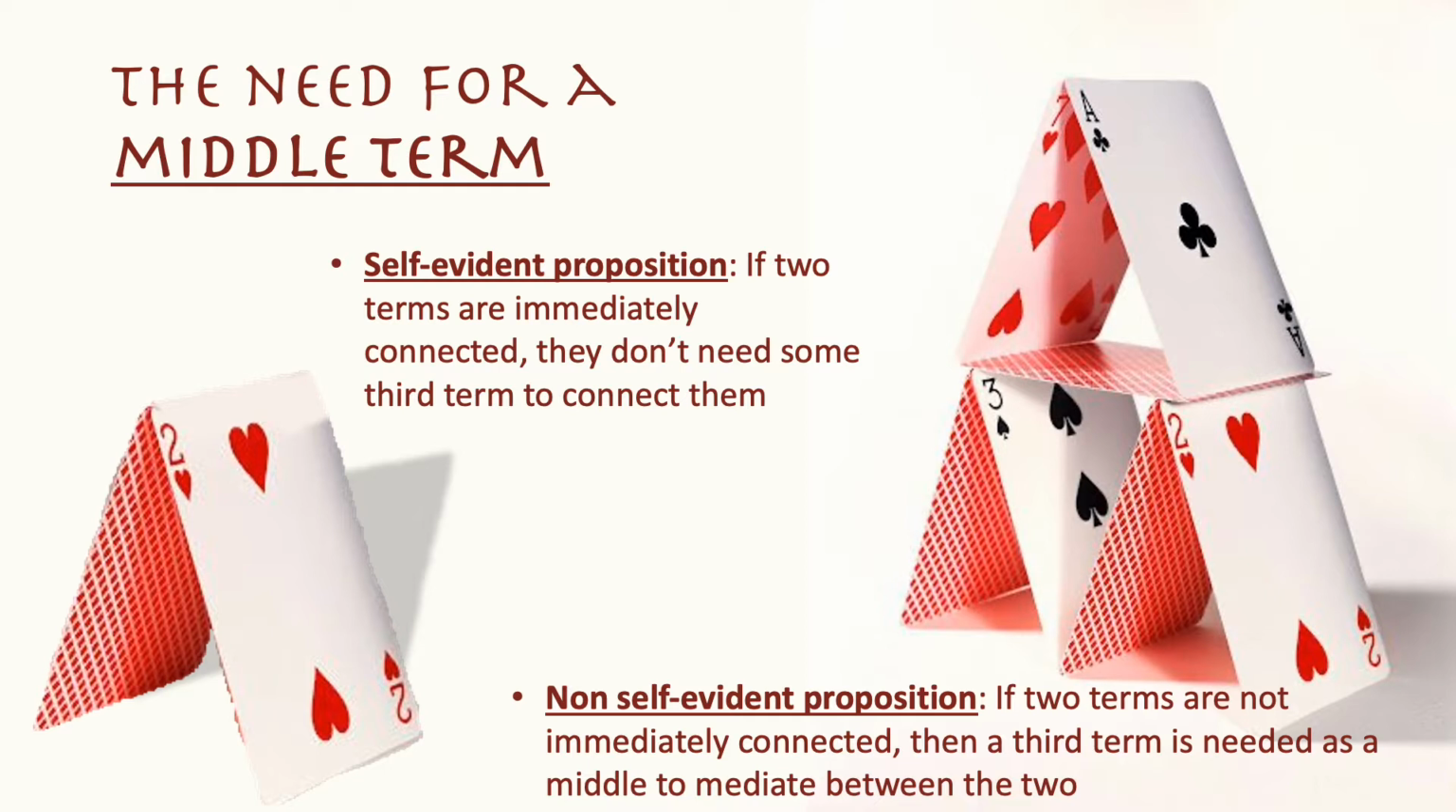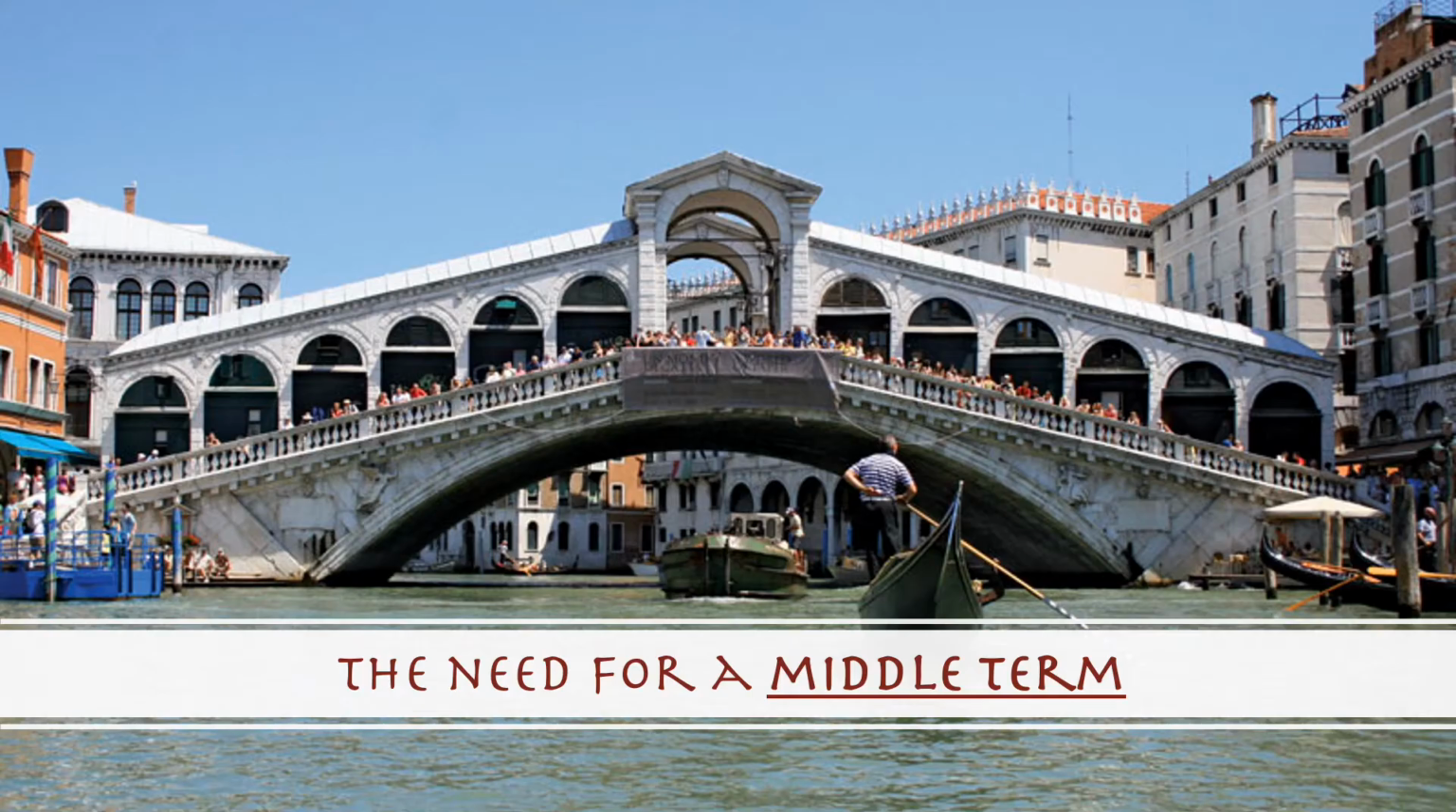The two terms that are connected by this third term constitute the conclusion. The third term will be in the premises, and it will force the two terms in the conclusion to either be joined or divided. They'll be joined if the conclusion is an affirmative proposition, and they'll be divided if the conclusion is negative.